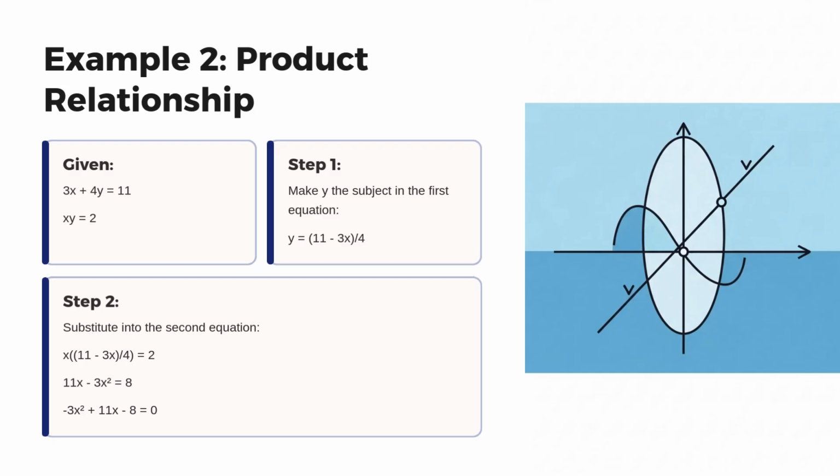Now bring all terms to one side. Negative 3x squared + 11x - 8 = 0. This is simplified into standard quadratic form. At this stage, the system reduces to the quadratic equation: negative 3x squared + 11x - 8 = 0.